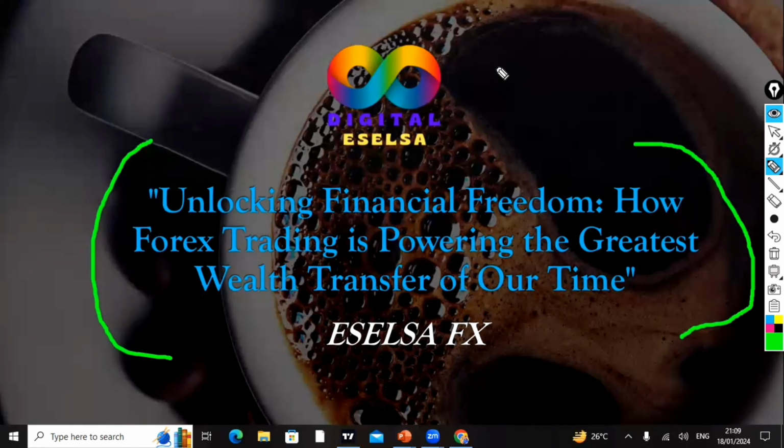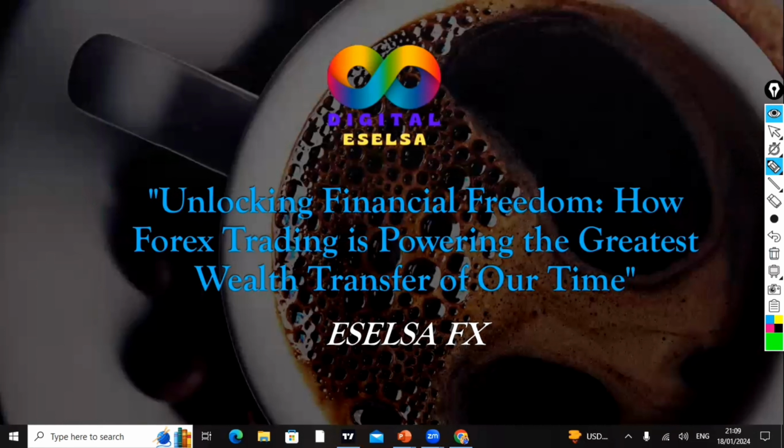Forex traders and those that understand how Forex works, even if you're not a trader yourself, but you understand how Forex works and you are investing in Forex markets, you are going to be among those that will benefit from this wealth transfer in the nearest future. But a lot of people are not aware. They're just there. And that is one of the things I'm going to be discussing with you in this PDF.